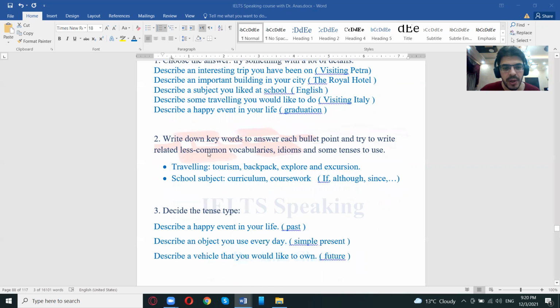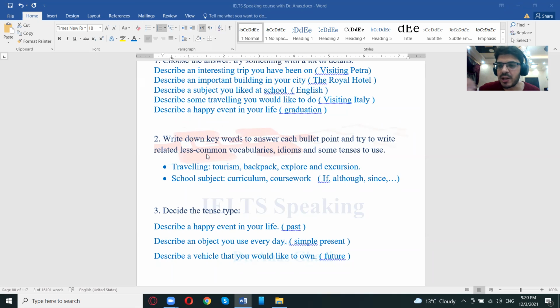So the second point, if it is possible, write down keywords to answer each bullet point and try to write related less common vocabs, idioms, and some tenses to use. Okay, so maybe if you are asked to write about traveling, if you have the time to put notes for each bullet point, that's great, okay, to answer it. Then if you have time, add some less common words.